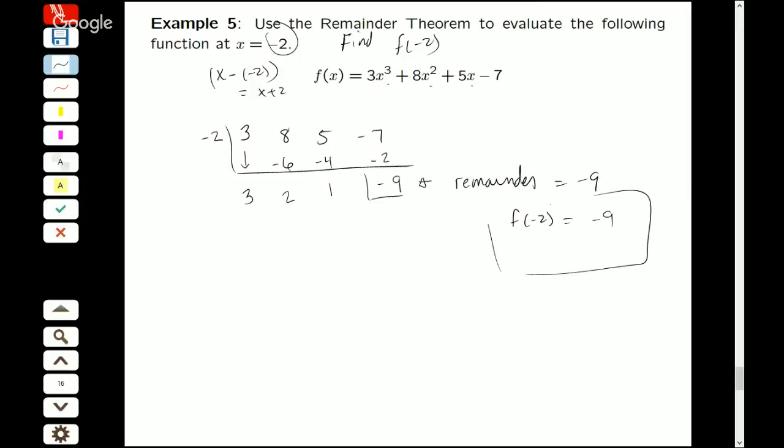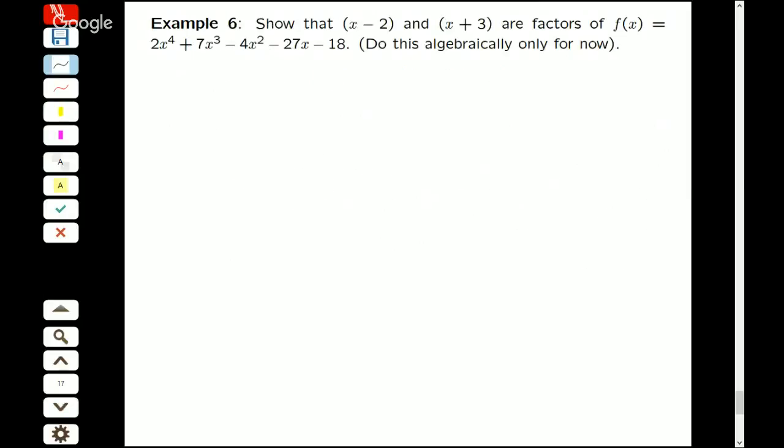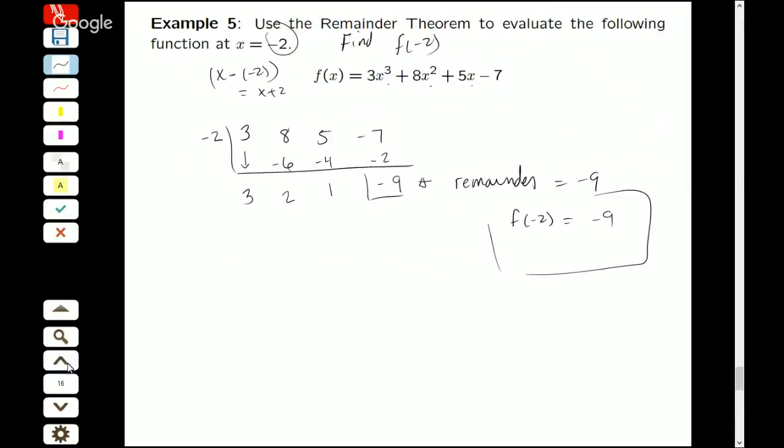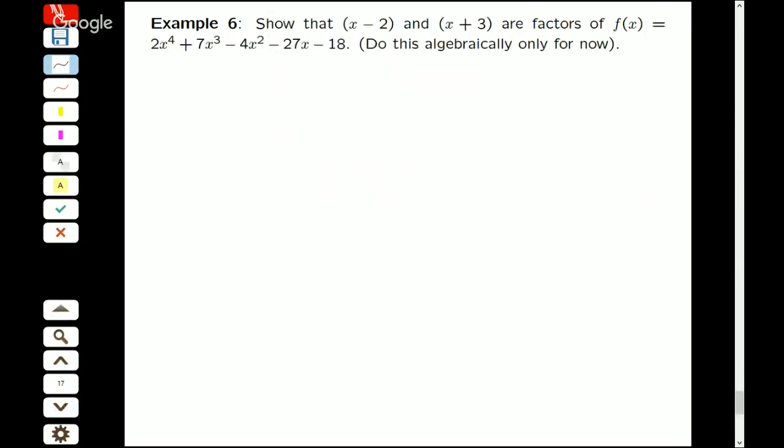I guarantee you that's going to be a lot easier than trying to plug in some value into a humongous polynomial. Okay, so synthetic division, one of its uses. That one did answer the question, right? Use the remainder theorem to evaluate it, so we did.